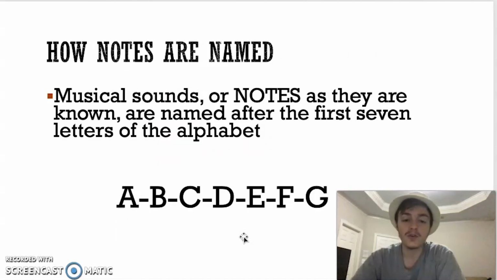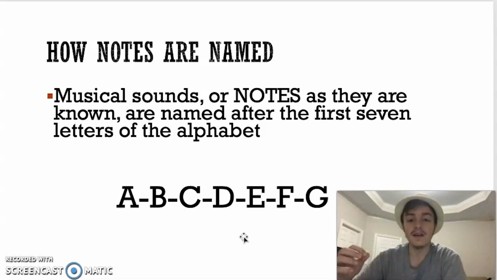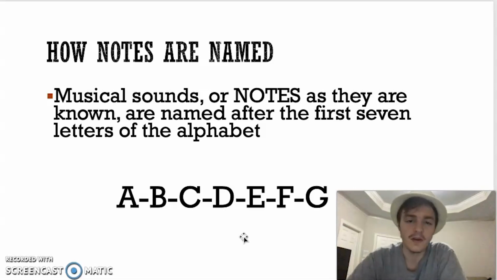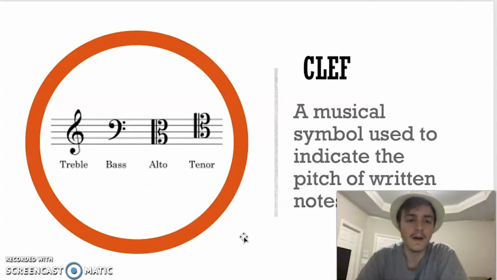So, how notes are named. Musical sounds, or notes as they are often known, are named after the first 7 letters of the alphabet: A, B, C, D, E, F, G. And that's it, just those letters. There will be variations when we continue on, making them either sharp or flat, but just for now, let's stick to the basic 7 letters. And as you keep going, it will repeat over and over: A, B, C, D, E, F, G, A, B, C, D, E, F, G. Those are the 7 notes that we discuss in Western music.